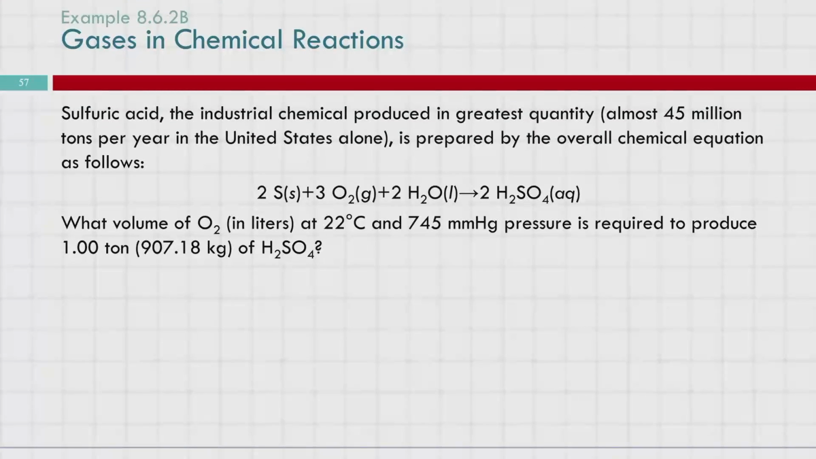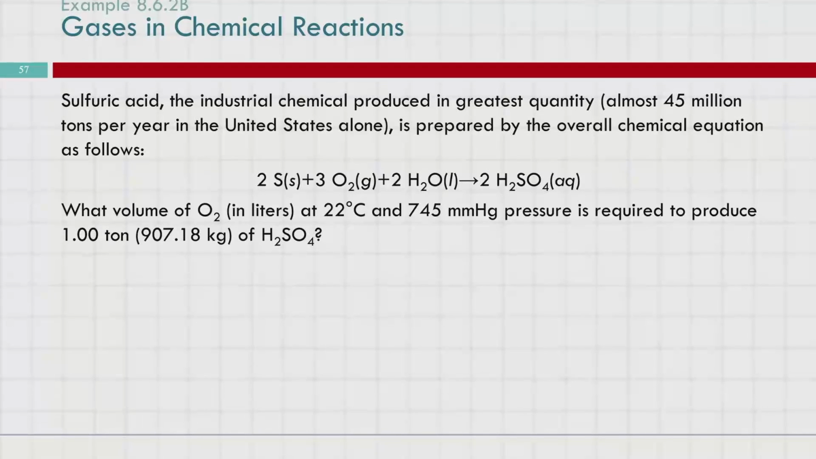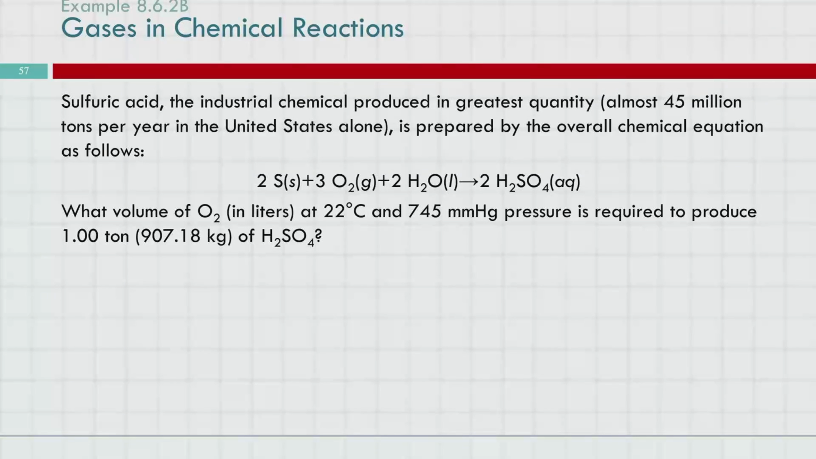So sulfuric acid is the industrial chemical produced in the greatest quantity in the United States. It's prepared by this overall chemical reaction. Sulfuric acid is used for all kinds of stuff. One of its uses is for acidifying blueberry fields. And I think they also use it for clearing drip lines, so you don't get hard water deposits.